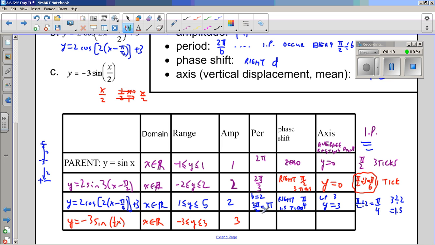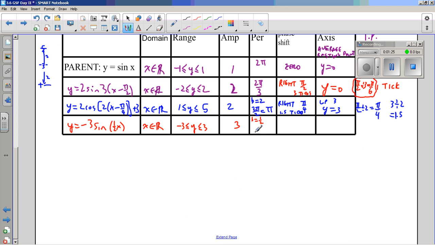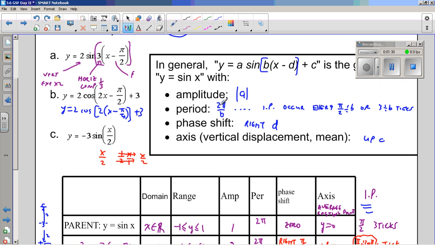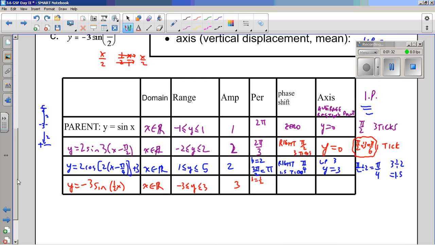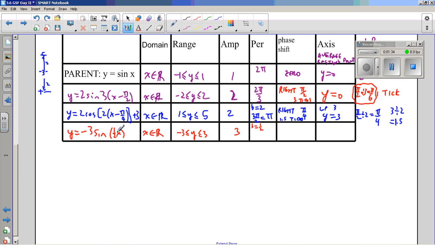Well, we see that the b value is actually a half. So how is this going to work? I need some room to think here. I say the period is 2 pi divided by that b, divided by that number that's in with the x. 2 pi divided by a half looks weird. Let's write it in a better form. Divided by 1 over 2, which is actually, how do I deal with fractions?